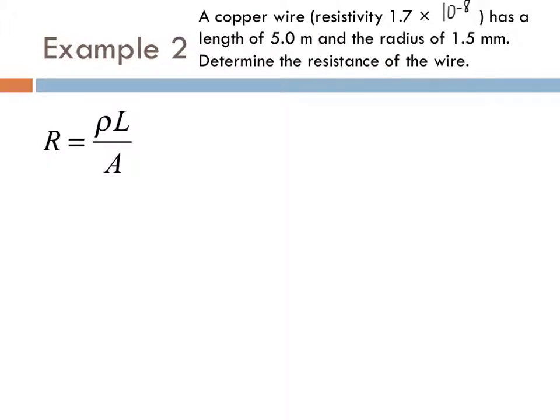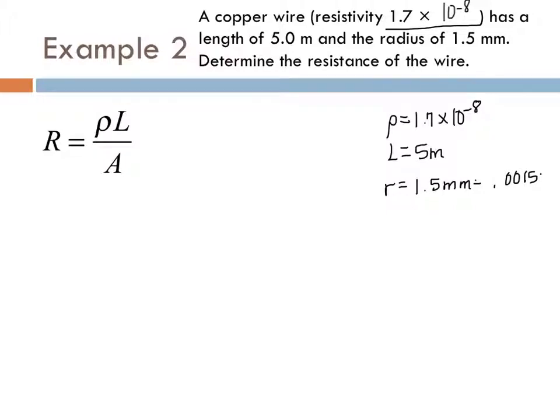In this example, we have a copper wire with a resistivity of 1.7 times 10 to the negative 8. So that information is our rho, 1.7 times 10 to the negative 8. And it has a length of 5 meters and a radius of 1.5 millimeters, or 0.0015 meters. And we're asked to determine the resistance of the wire. So we can just plug in all of the values that we have.